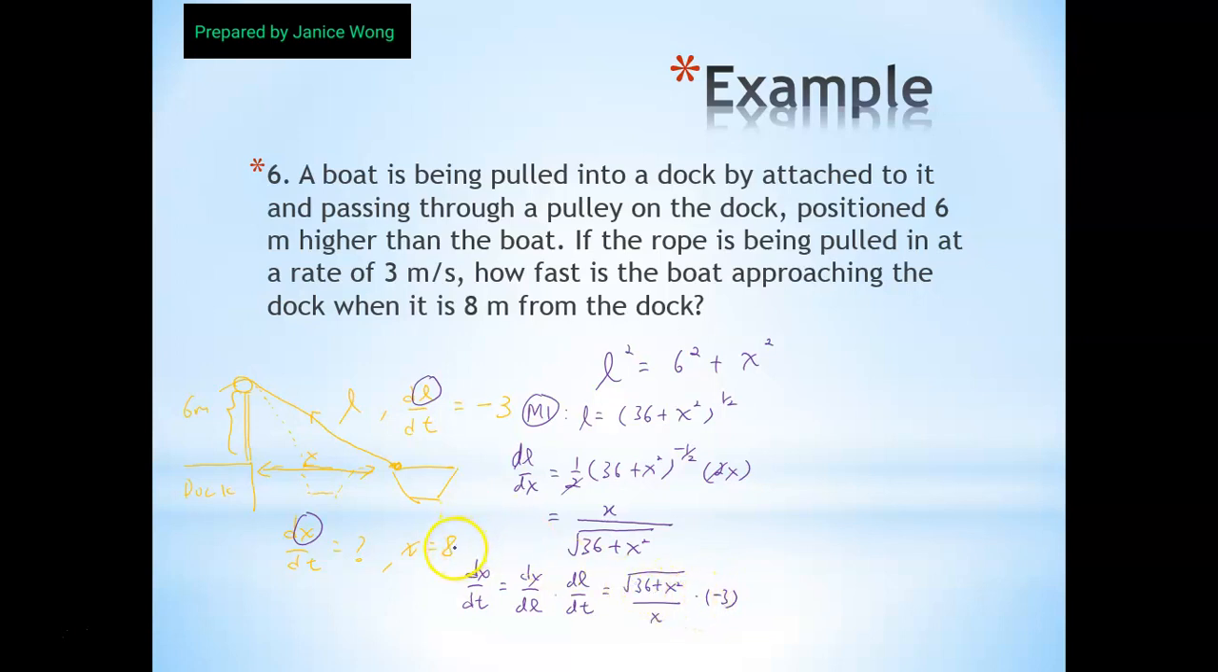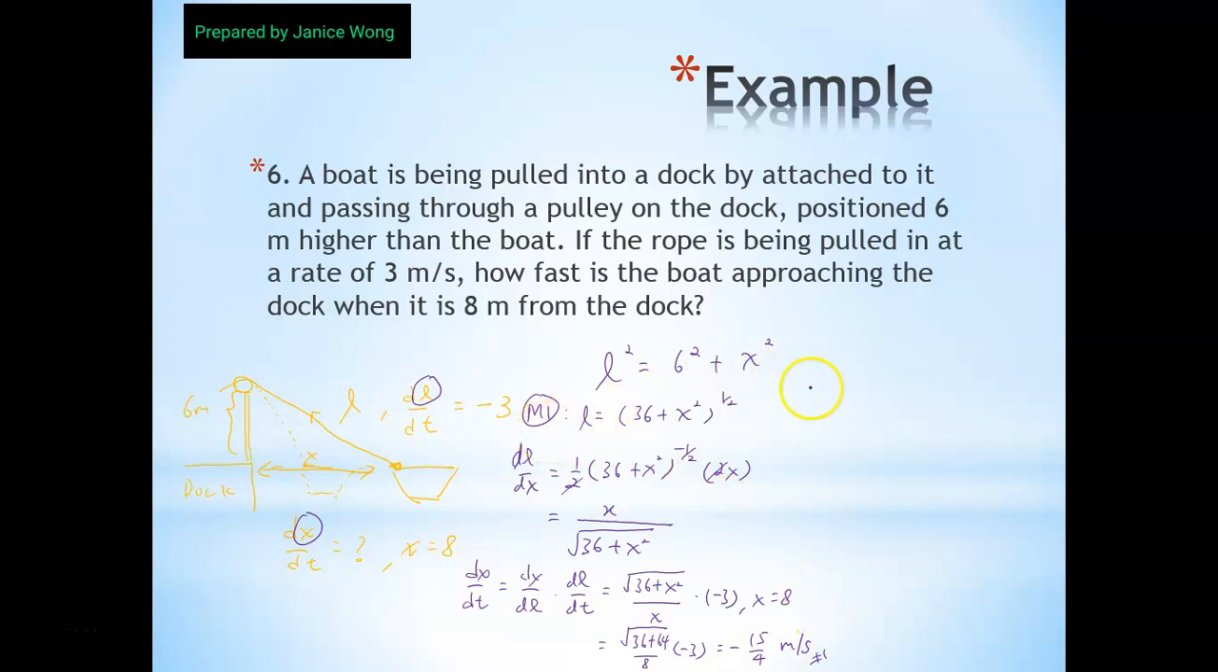Given x equals to 8, we substitute x equals to 8. We will be getting square root of 36 plus 64 over 8 times negative 3. Solving this, we will be getting negative 15 over 4 meter per second. The length is in meter, the time is in second. This is the final answer.